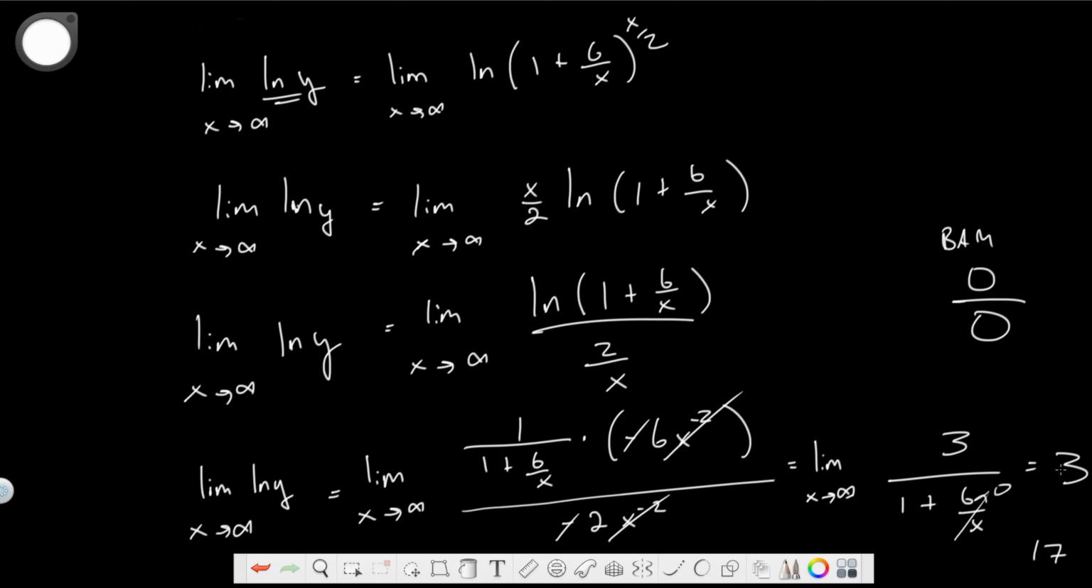Psych, we are not done. I repeat, we are not done. We have the limit of ln y as x goes to infinity is equal to 3. That is not what we want. Let me take you to this next page. We have just verified that the limit of the natural log of y, we want y, the limit of the natural log of y as x goes to infinity is equal to 3.